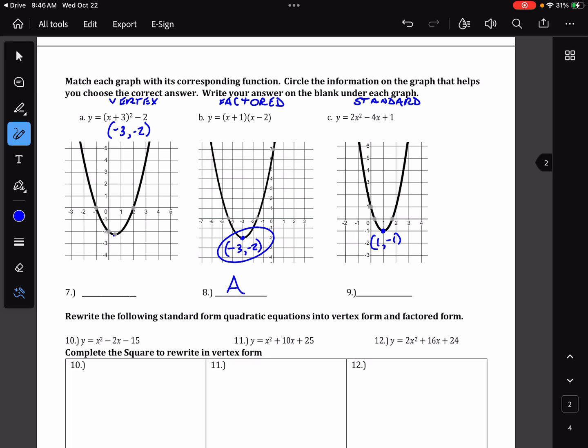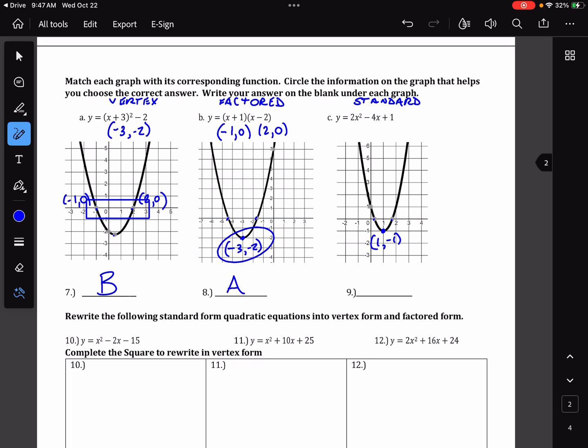Factored gives us our x-intercepts. We have an x-intercept at -1, 0, and we have one at +2, 0. So that's what I'm going to look for. Working backwards here, these aren't on the crosshairs, so I can't tell. So hopefully this last one, we do have a point at 2, 0, and another x-intercept at -1, 0. So those are our x-intercepts. That makes this one the winner for B.